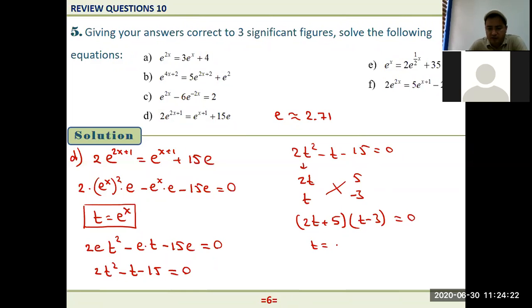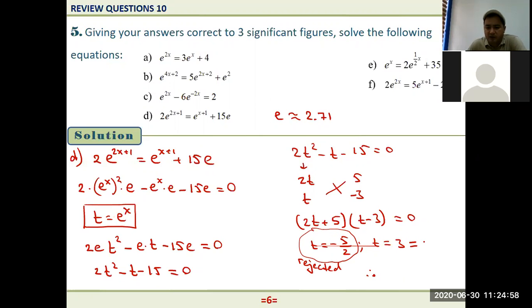From the first factor, we get the solution t equals negative 5 over 2. From the second factor, we get t equals 3. As you see here, t is e to the power x. E is a positive number, and whatever x is, e to the power x is always a positive number. So t cannot be a negative number, and that's why this answer is rejected. So t equals 3. Now from here, what is t?